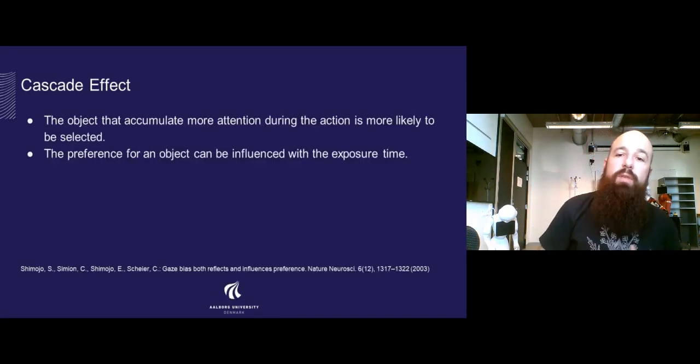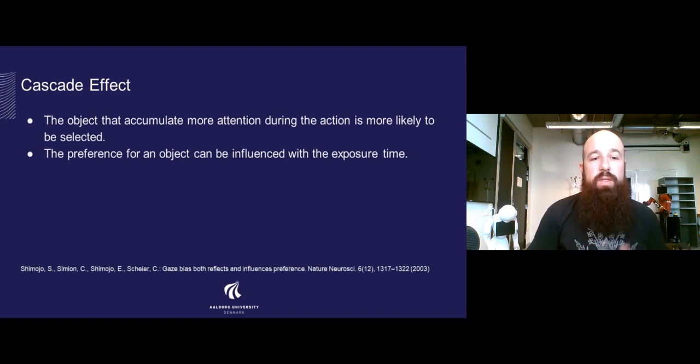Let's talk about the different methods we explore. First is the Cascade Effect. It was introduced by Shimojo and colleagues in 2003, and they state that if you have to select between different objects, the one that receives more attention is going to be more likely to be selected at the end. Also, they say that if you change the exposure of the different choices, the one that gets more time of exposure is also going to be more likely to be selected.